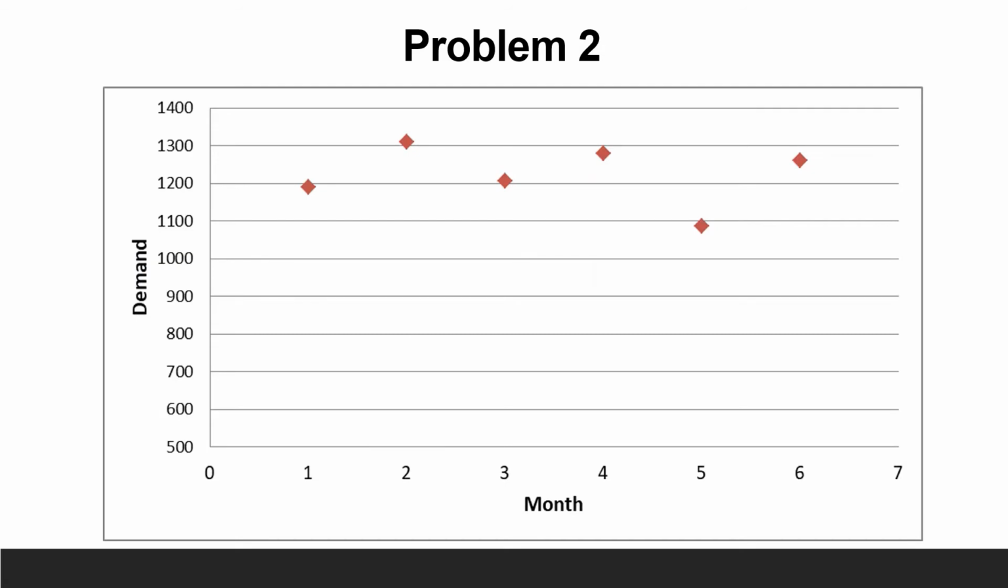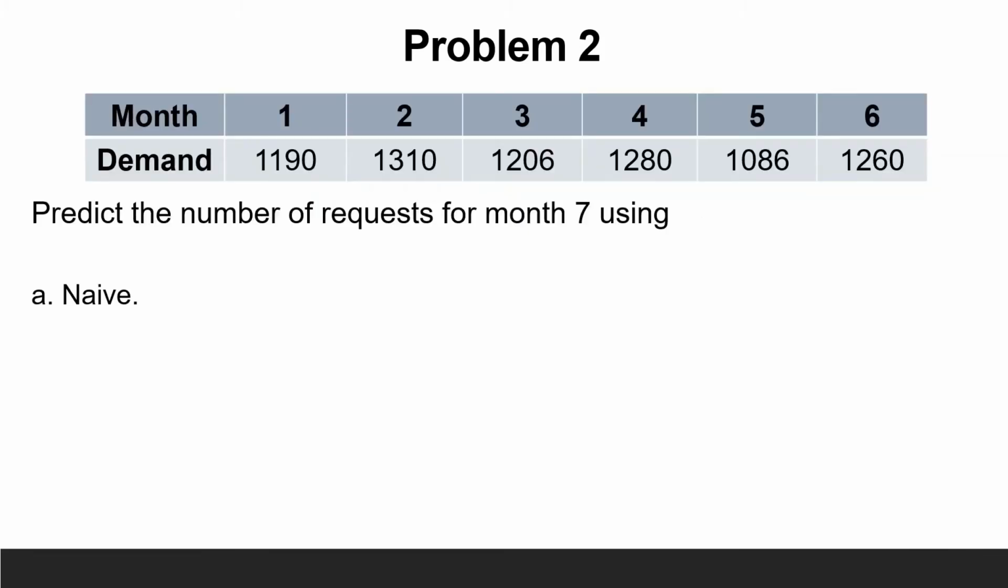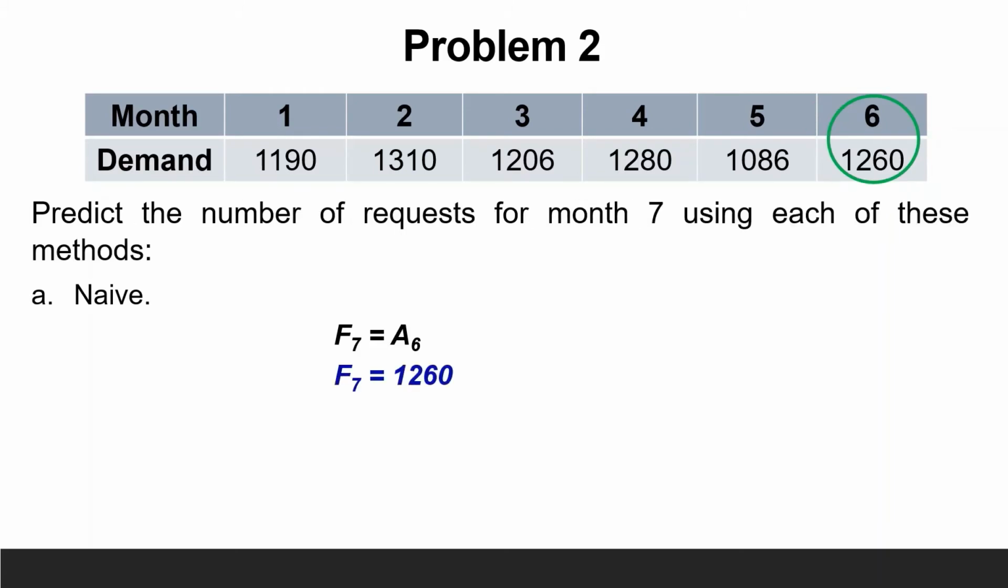Again, the plotted data shows that variations around an average exist, and there is no trend or cycles. So, let us move to the next step to make the forecast using different techniques. The first one is to make the forecast using the naive approach. Since the data vary around an average, the forecast for month 7 equals the actual demand in month 6, or F7 equals A6. So, F7 equals 1260.